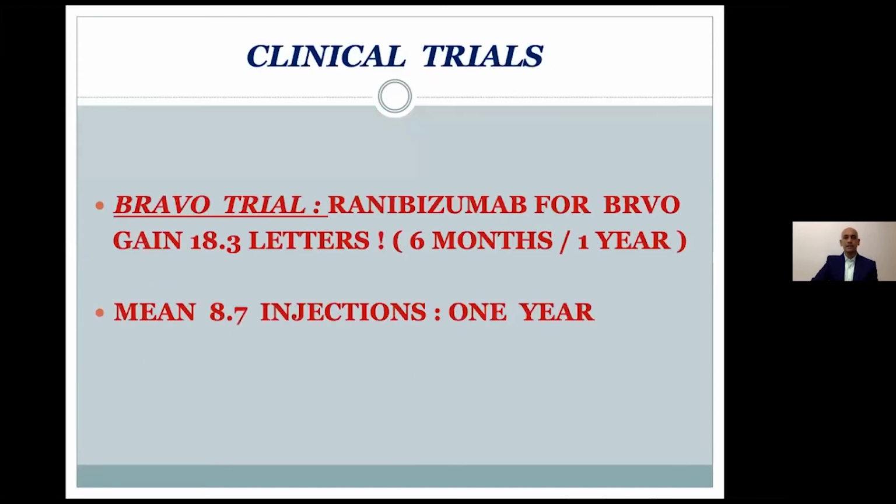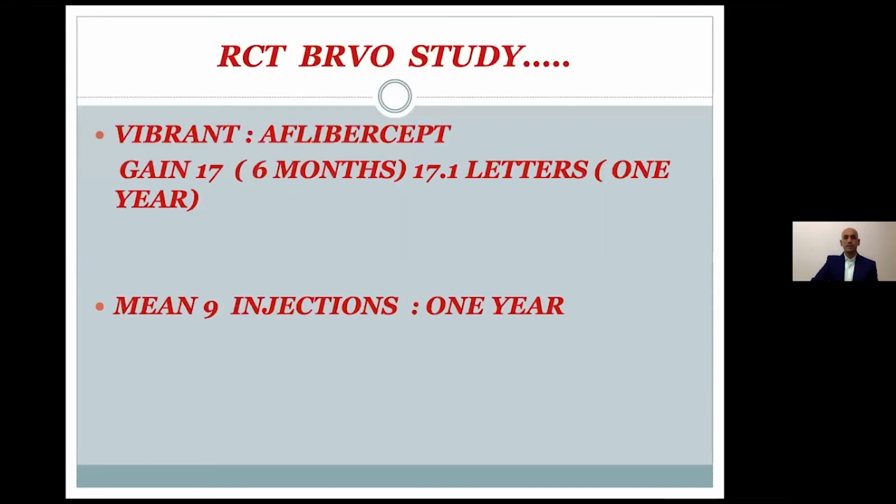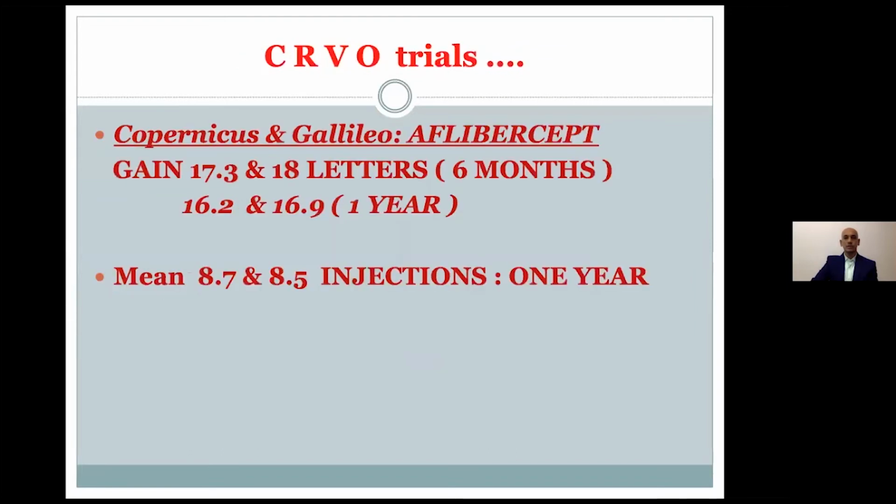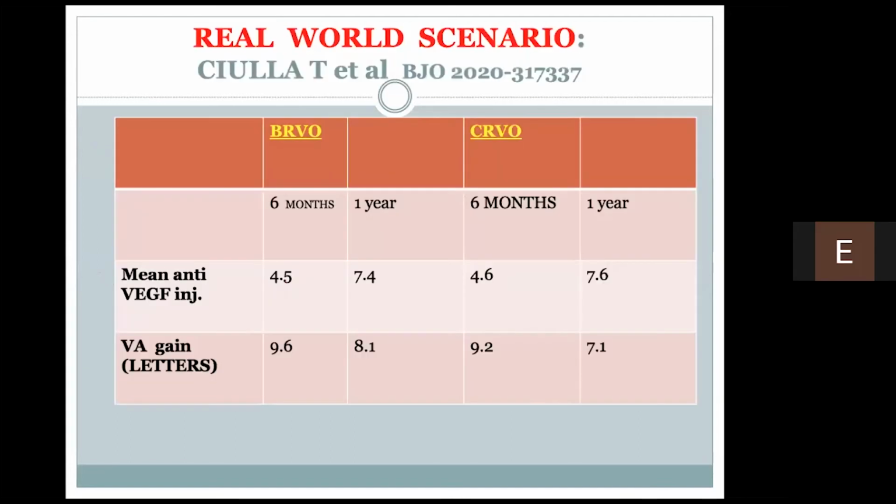Among clinical trials, we have the Bravo trial for ranibizumab in branch retinal vein occlusion. The mean number of injections that the patient received here was around 8.7. In Vibrant, with aflibercept, they received around 9 injections. The gain was quite good. For the CRVO, we have Cruise, and Copernicus and Galileo were done for aflibercept. But in real life, you don't get so many injections.